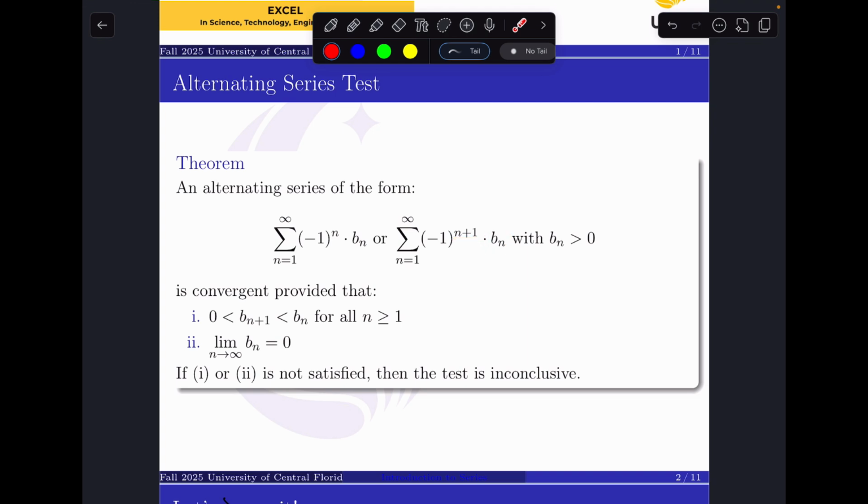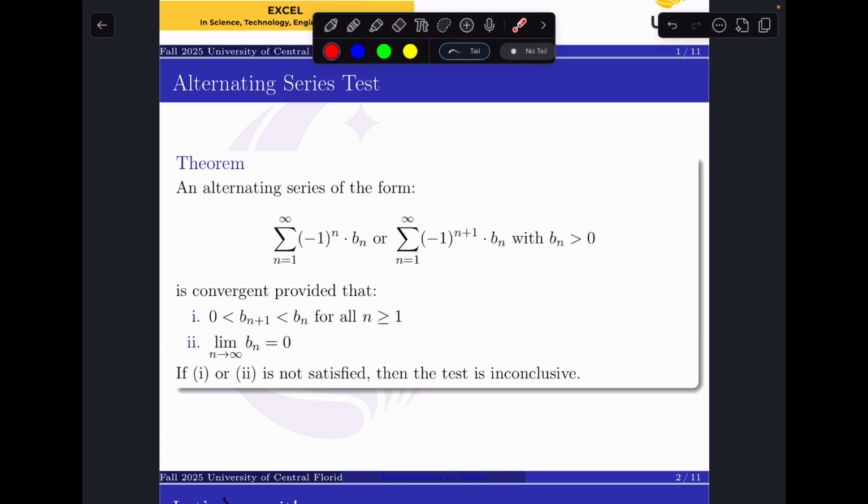All of the b sub n's we're specifying are going to be positive because if they could be positive and negative, then we might not necessarily have a series which is strictly alternating. So keep in mind, in alternating series, we want that very precise pattern of negative, positive, negative, positive, or positive, negative, positive, negative.